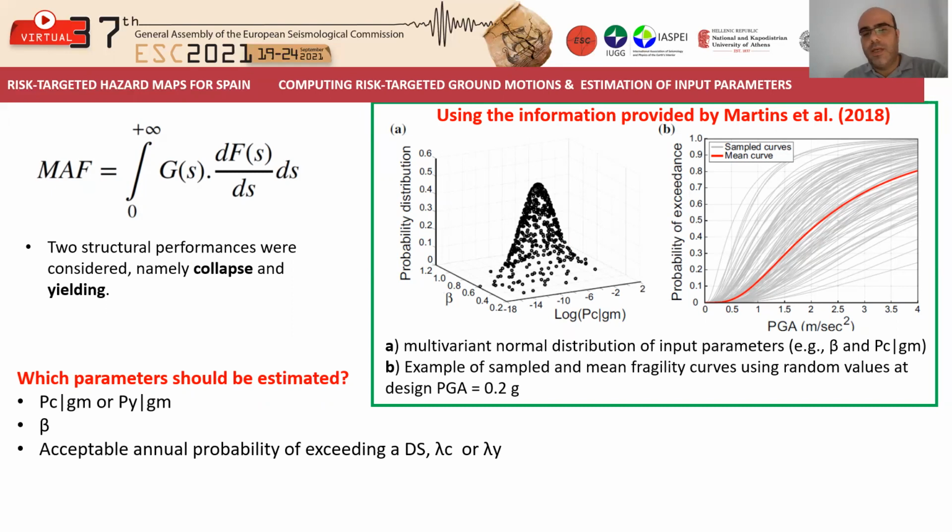Regarding the collapse as a damage state, to consider the variability of the relevant parameters for developing the fragility curves, a multivariate normal distribution of input parameters was employed. Regarding the yield damage state, since previous studies have indicated that there is a little variation between the relevant input parameters of fragility curves, the values proposed by Rich et al. 2014 were considered to perform the risk analysis.